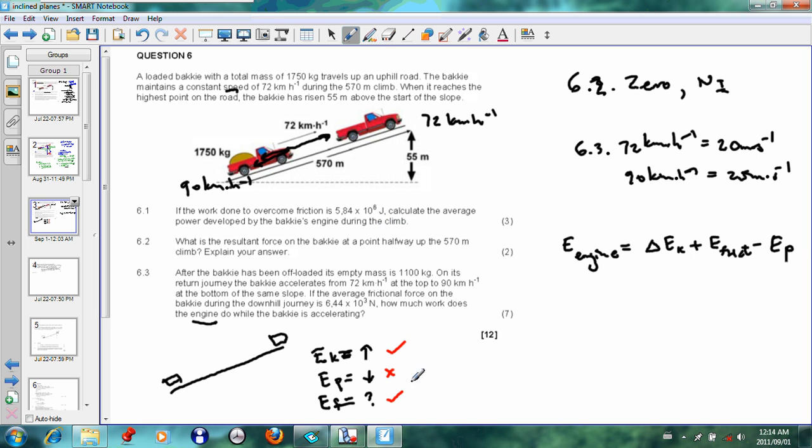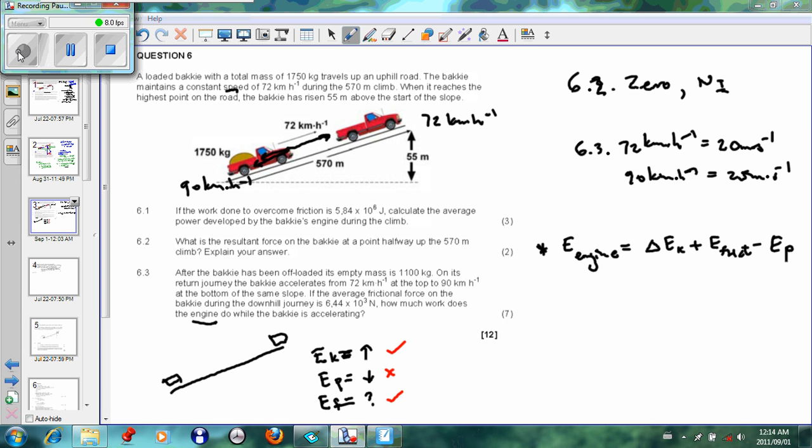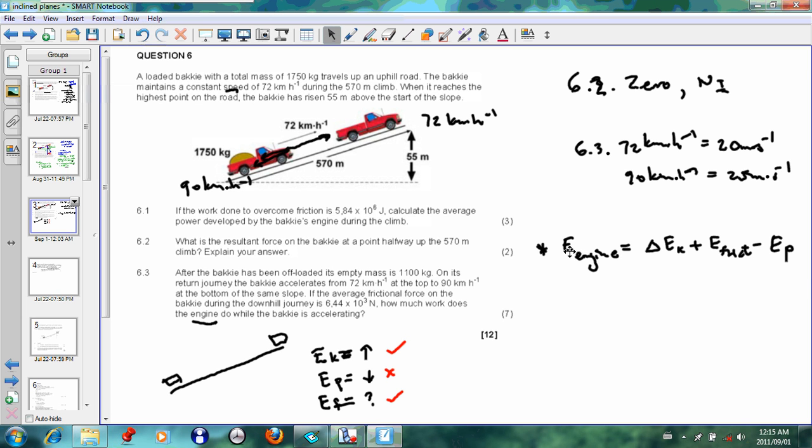So that's very important to remember. The first important thing is to identify what energy changes the engine has to do. What work does the engine have to do? Does it have to overcome kinetic energy? Does it have to overcome potential energy? Does it have to overcome friction? And this is the most important aspect in working out the sum. So let's continue. If we have to do the sum, let's get some space.